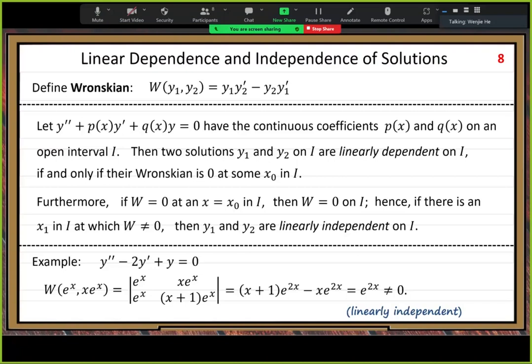Conclusion: linearly independent, and we complete the whole topic. All right, so let me jump to part C, our new topic today.